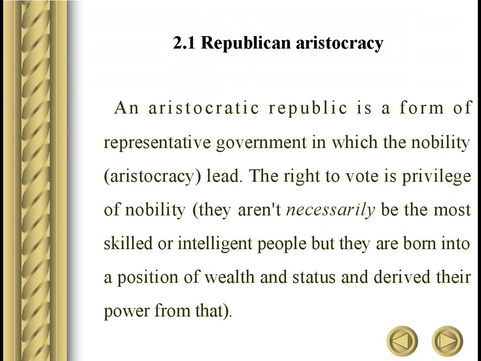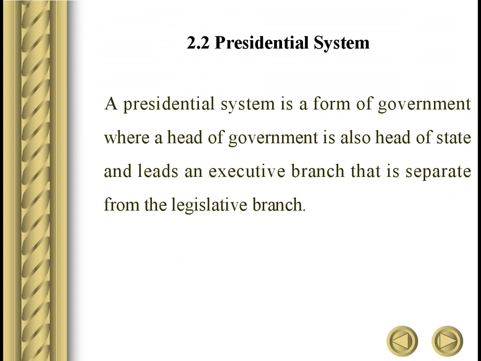The citizens have no right to vote. A presidential system is a form of government where a head of government is also the head of the state, and leads an executive branch that is separate from the legislative branch. Look at an example from the United States of America: the House of Representatives and the Senate.